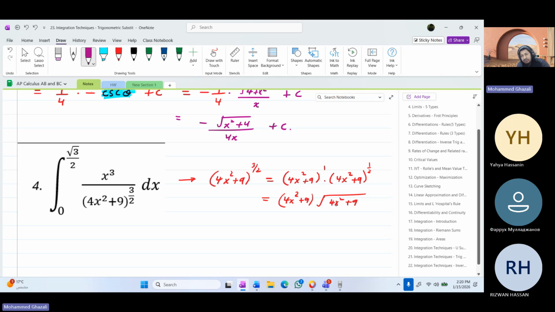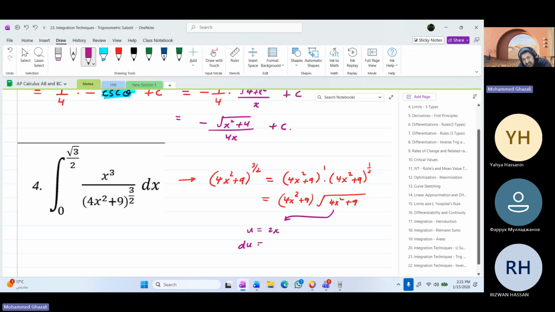Now we have a bigger problem because 4x squared plus 9 is not in this form. We need the form to be x squared plus a squared, isn't it? That's the form we need. But now we got a 4 there. So we're going to convert this. Watch what I'm doing. I'm going to use a u sub and change this entire integral to u. So I'm going to say let u equal to 2x.